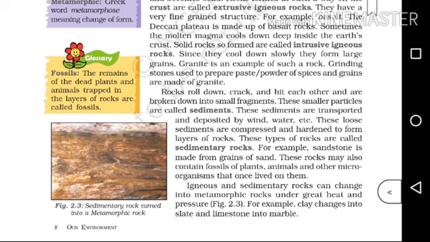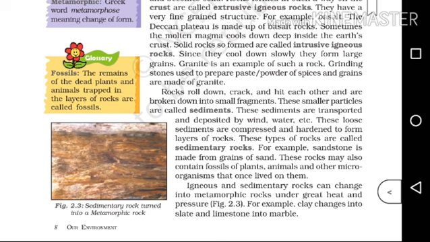So here we are going to discuss intrusive igneous rocks. The molten magma will not come out of the earth in this case. It will cool down inside the earth only, and then solid rocks will be formed. This is known as intrusive igneous rocks, for example granite. So here we have discussed extrusive igneous rocks and intrusive igneous rocks.